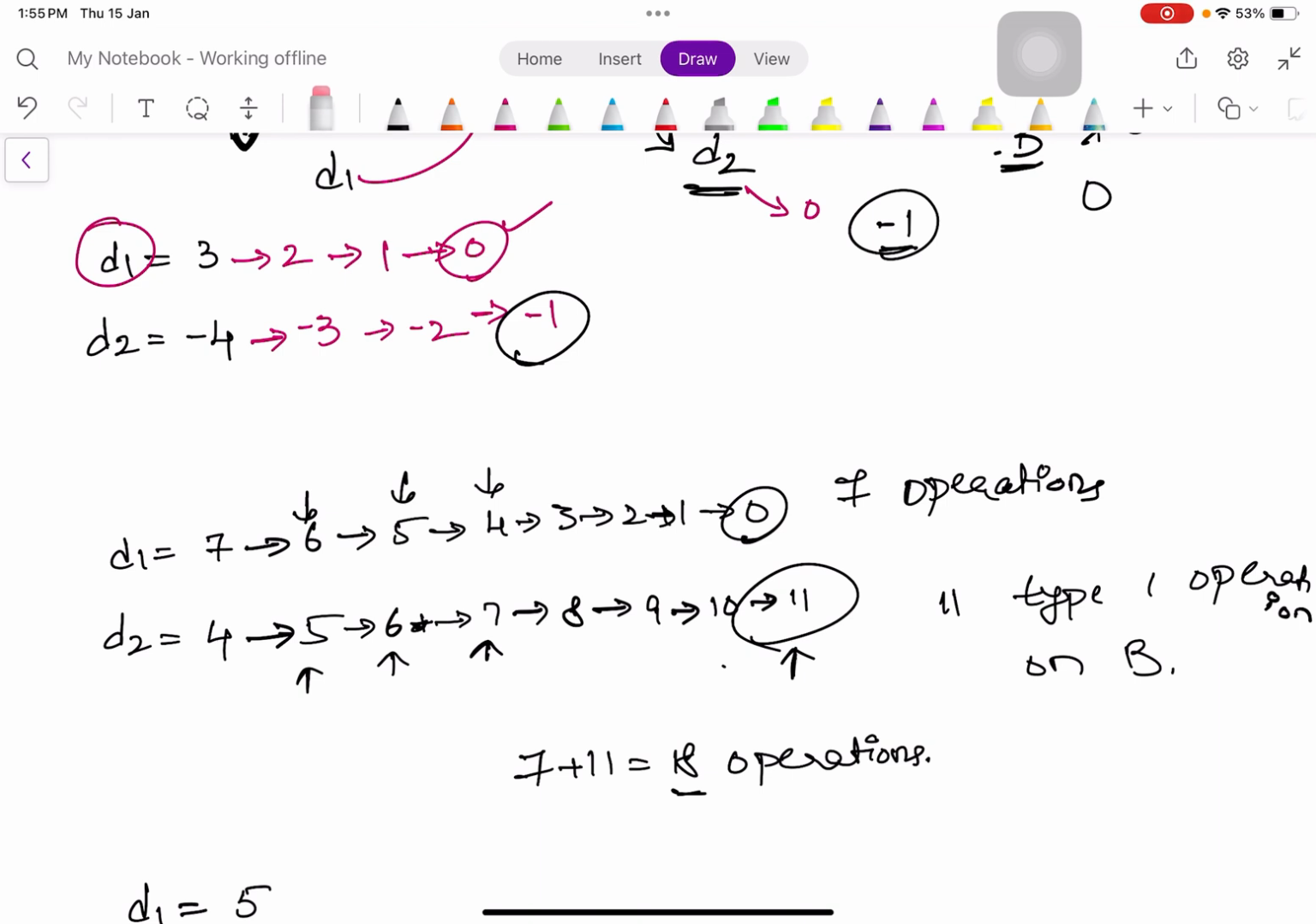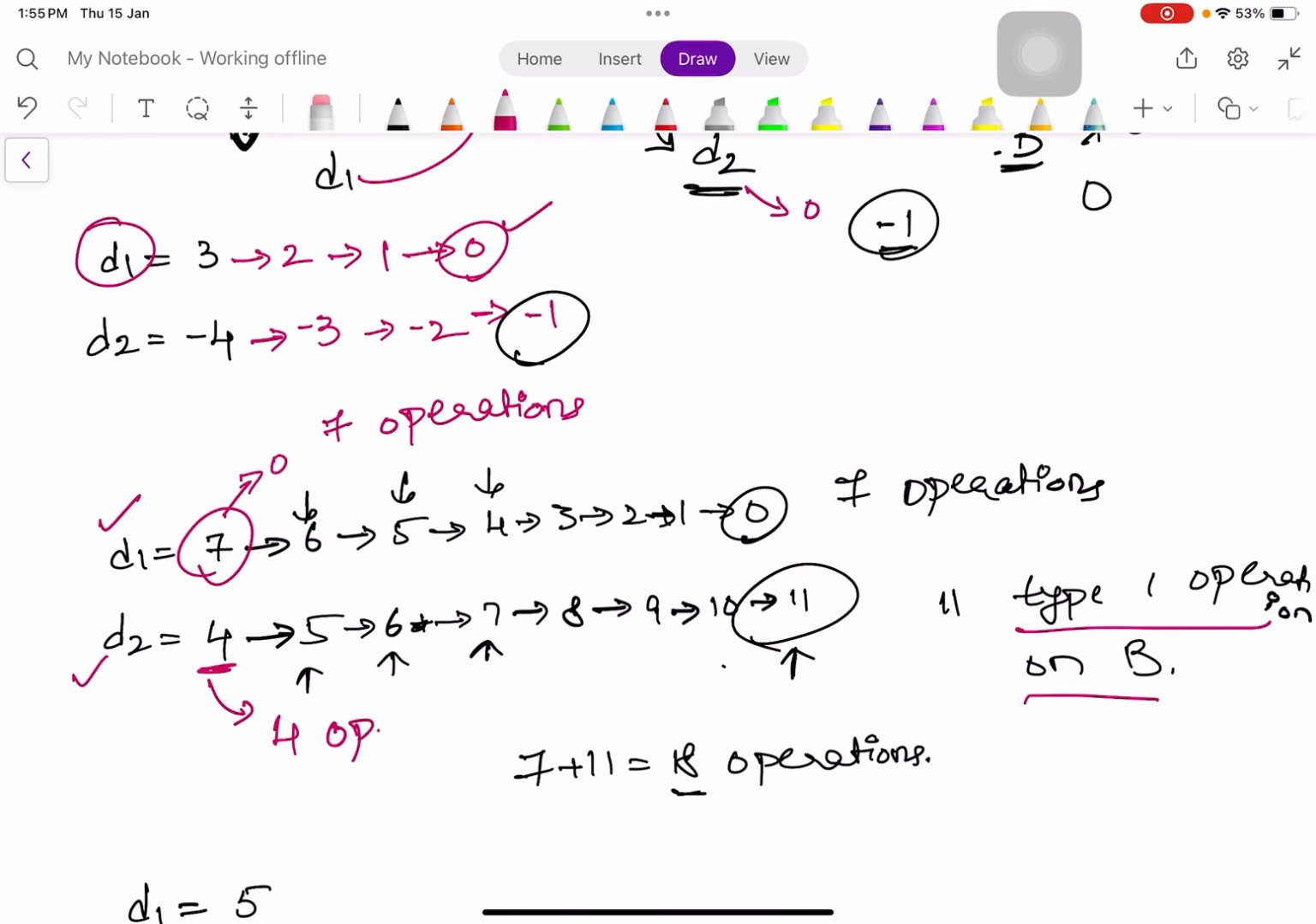How? We could have actually used directly type 1 operations on string B for D1 as well as D2. If we do that, then this 7 would have become 0 in 7 operations. And these operations have not changed the value of D2. So this guy requires 4 operations to become 0. And once all 7 and 4 are done, you get B string exactly equal to C string. It means in total 11 operations, you were able to convert the B string into C string. So 11 would be the answer, right?